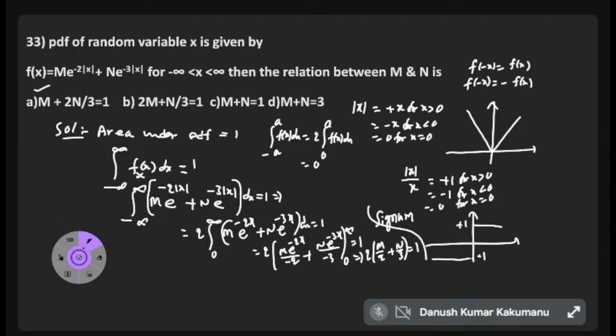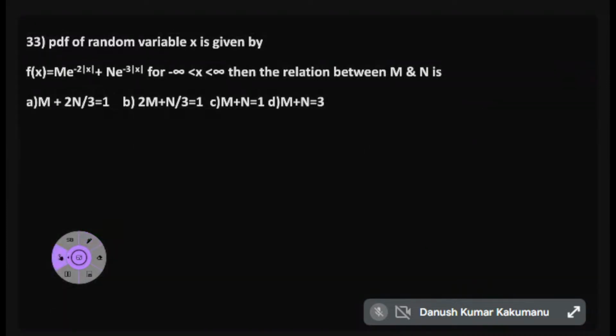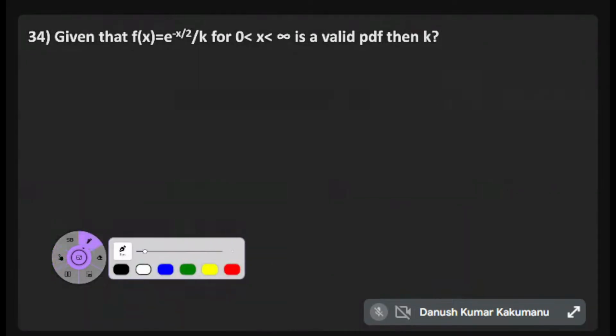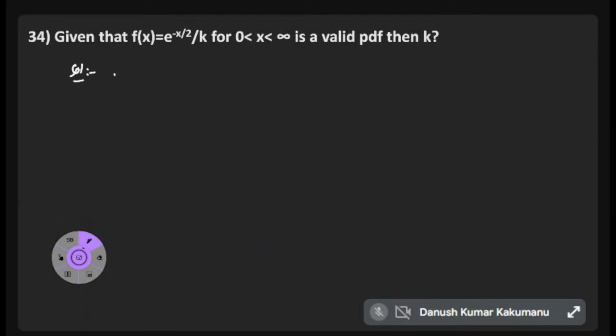Okay. Coming to next. This answer completed, all of you. What's the answer? 2. What is the property we have to apply here? Area under PDF is 1. Area under the PDF is equal to 1. Then integral of what are the limits we have to use? 0 to infinity, e power minus x by 2 by k dx is equal to 1.